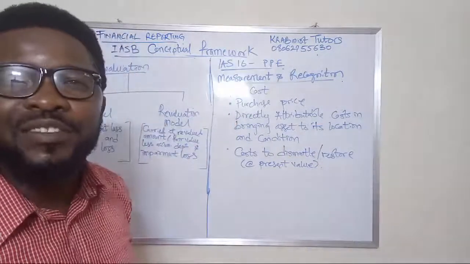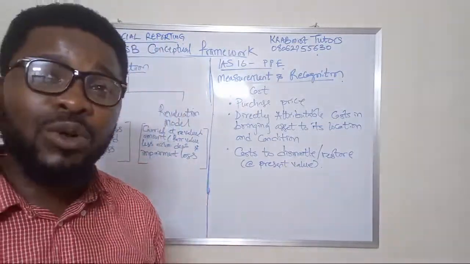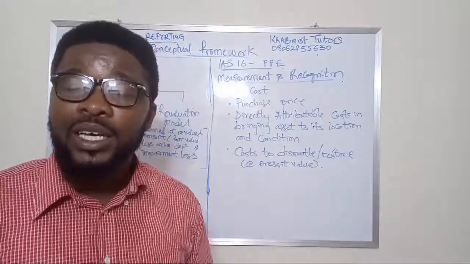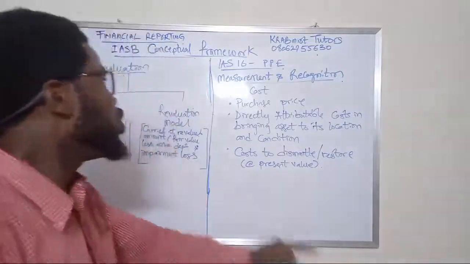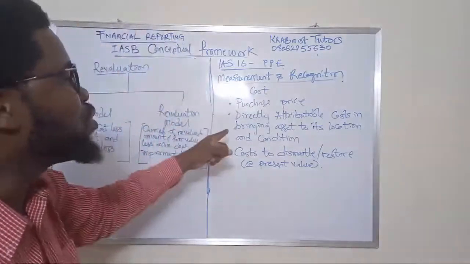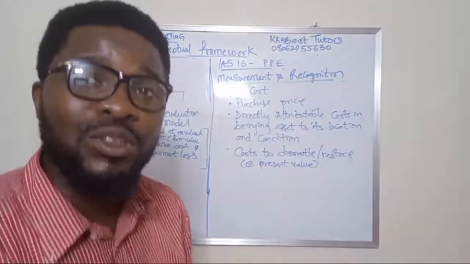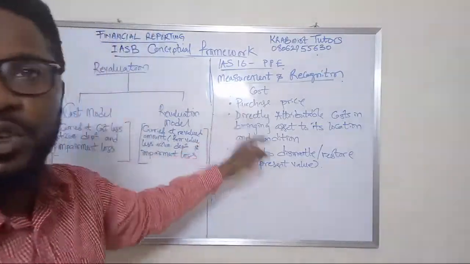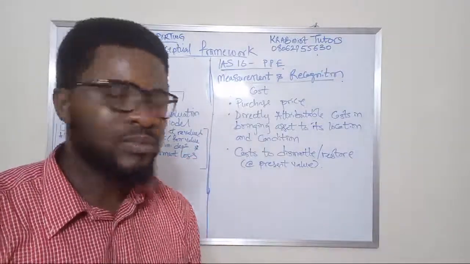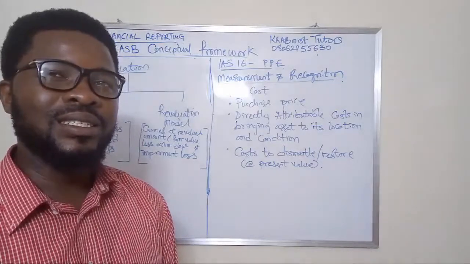What other things can you recognize? Remember that you might go to Akure to buy a lorry and you're bringing it down to Lagos. You are allowed to put the direct attributable cost of bringing that lorry from Akure down to Lagos. That will also form part of the cost. You understand?